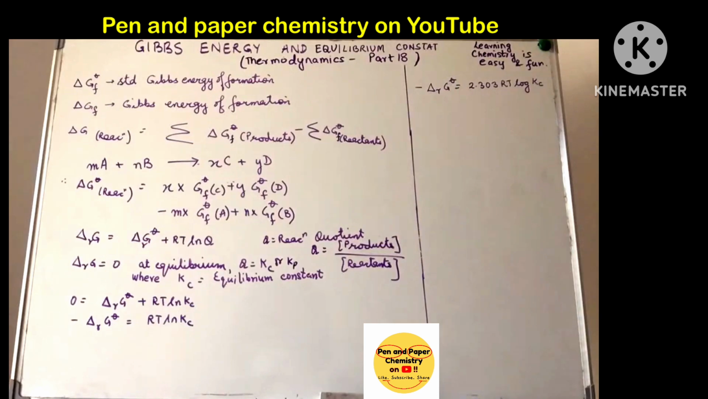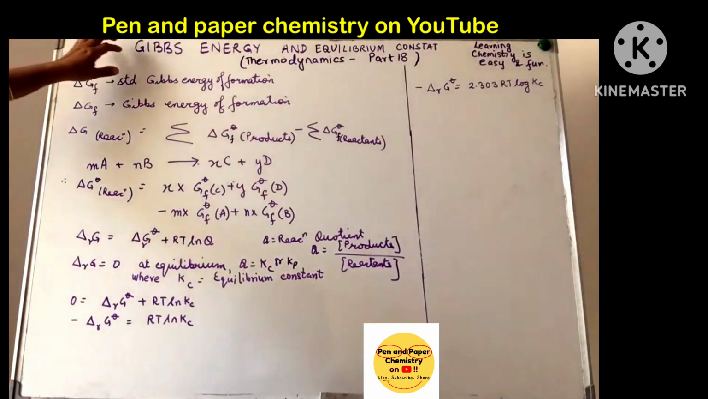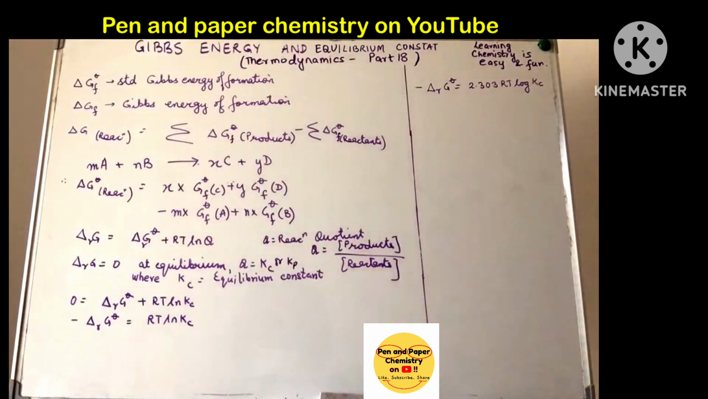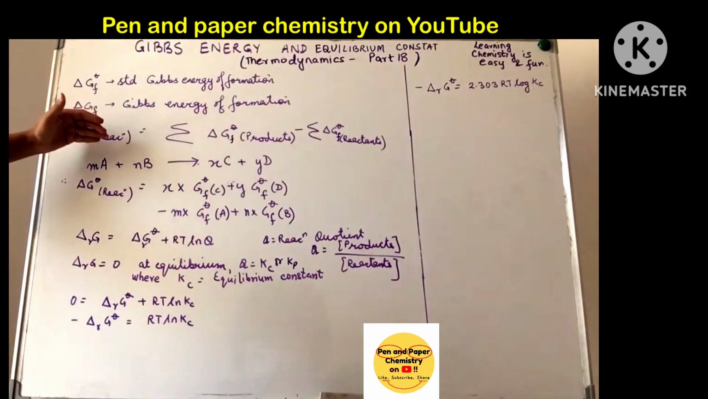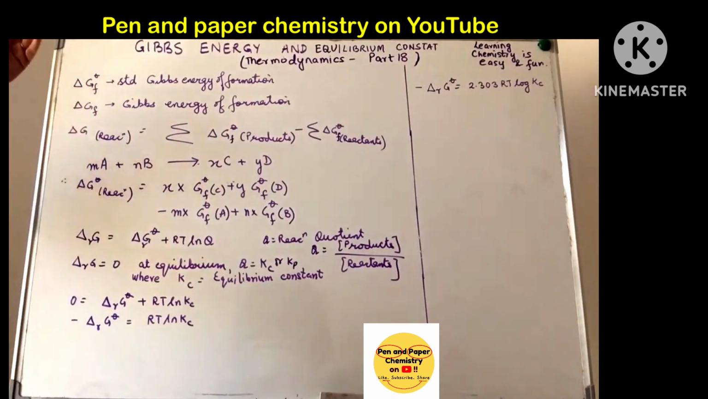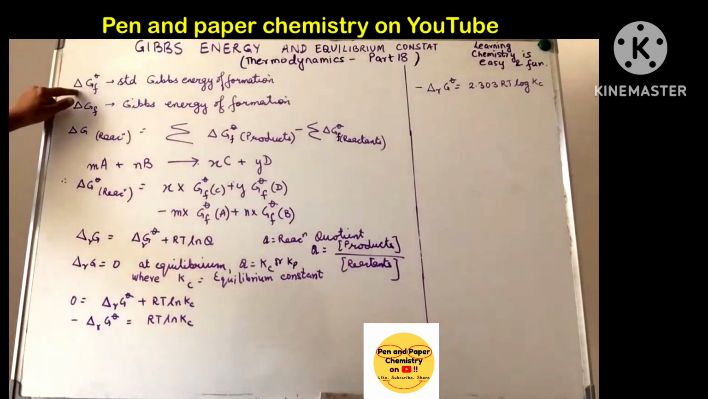Thermodynamics part 18. Here we are doing the hopefully last leg of the chapter Gibbs energy and equilibrium constant, the relation between the two and how it helps us to decide whether a particular reaction proceeds in the forward direction, that is, whether it will give us a good yield of the products or not. Before we go on, we just need to connect Gibbs energy, or Gibbs function, to what we have done earlier related to enthalpy and entropy.